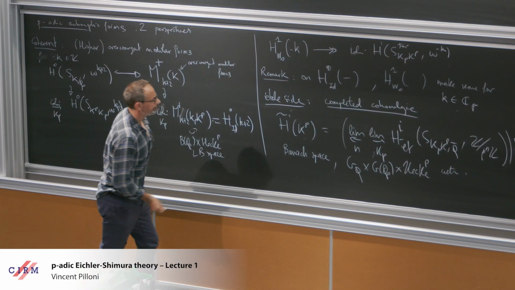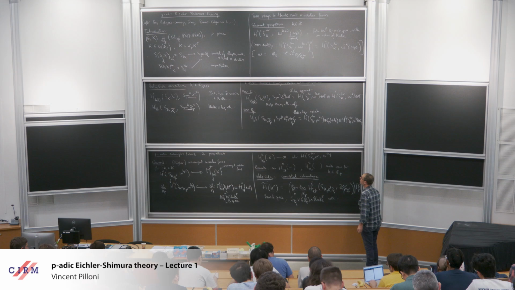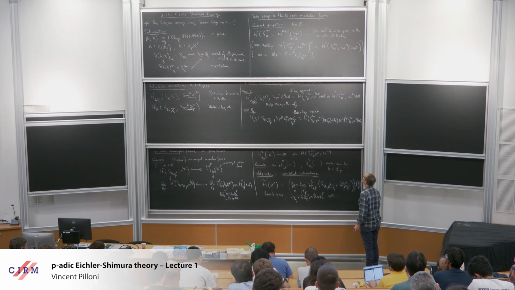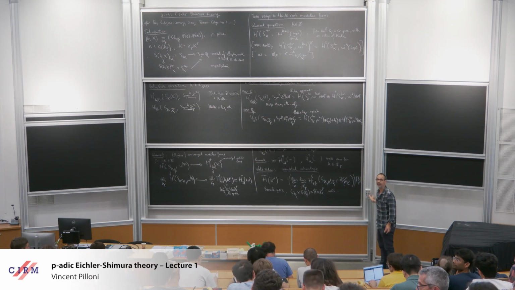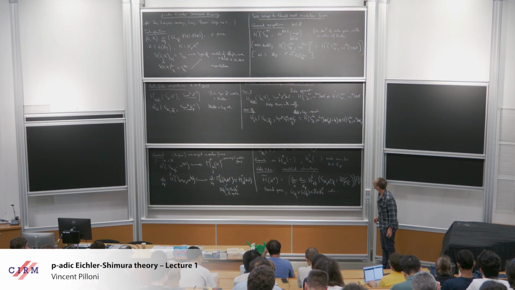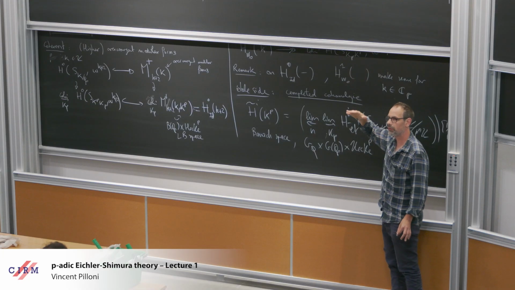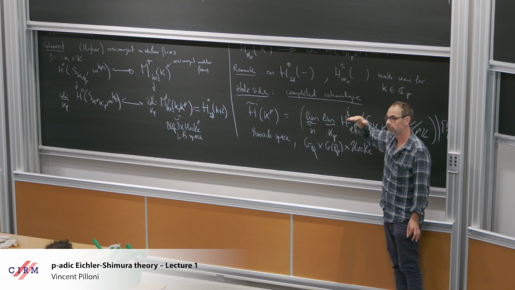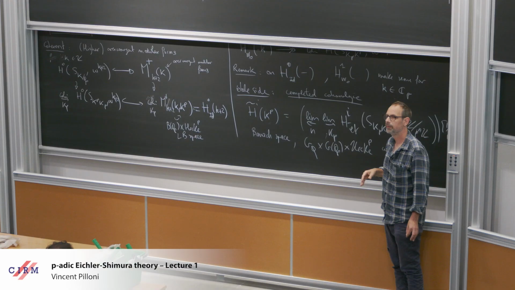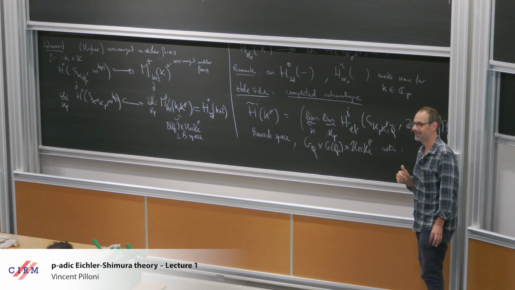Okay. All right. Here, do we take a colimit? Yeah, we take the colimit over all levels at p. No, it's really a colimit, yeah. Thanks.